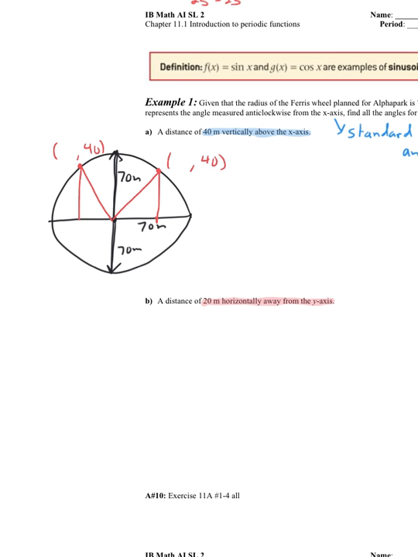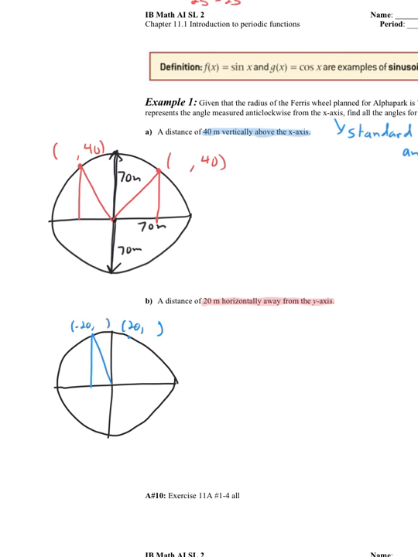For part B, it's asking very similarly, same wheel, but now it's looking specifically for when it's 20 meters horizontally away from the y-axis. So in this case, it's going to be something similar, up here somewhere, 20 comma something, and again, negative 20 comma something, because it's going to be 20 meters away from the y-axis, and you're going to form some triangles. And this is where we're going to use our SOHCAHTOA knowledge to solve for this type of problem.